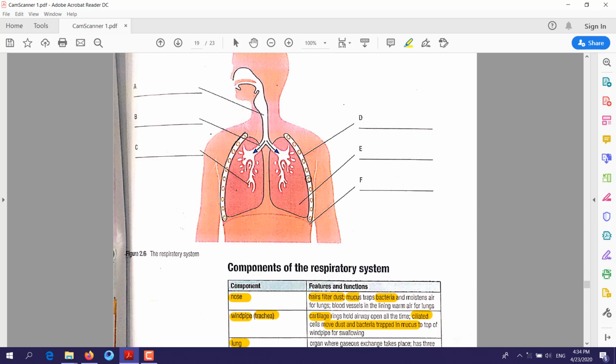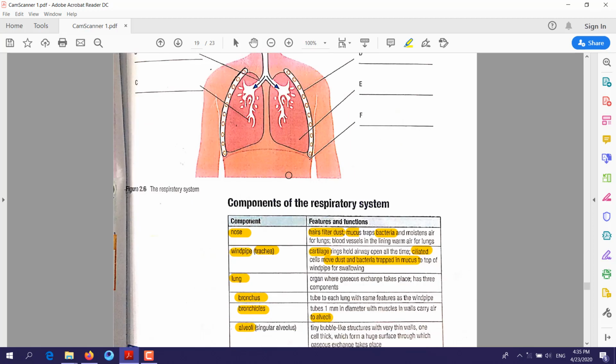And here, D, what are these? These are the ribs, and between the ribs there are also muscles. So the muscles in the ribs and the diaphragm, these two sets of muscles, help the movement of the lungs, and also help the process of breathing.